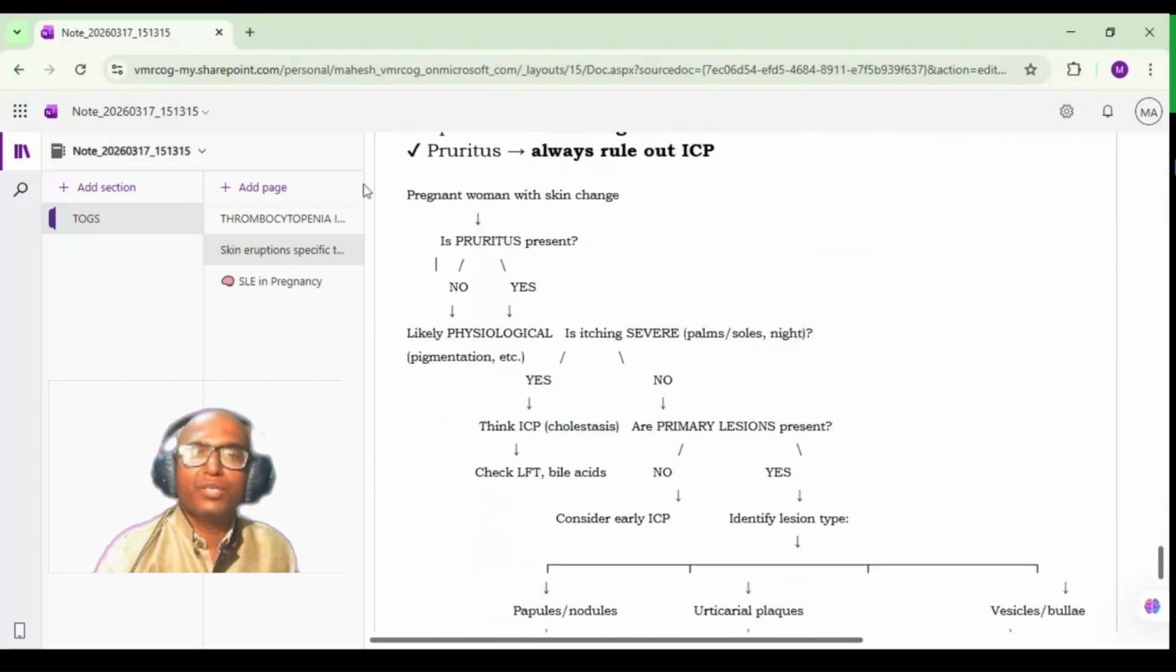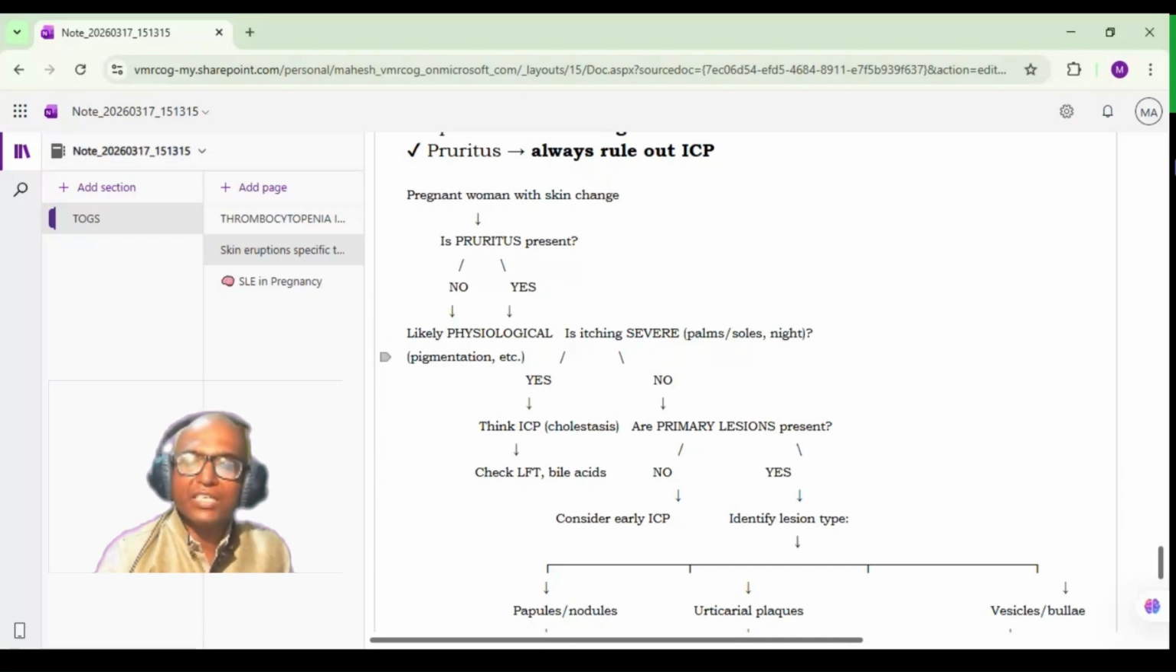Okay. So when you have skin changes, you look for the pruritus, whether it is there or not. If there is no pruritus, it may be physiological. If there is a pruritus, you think of the severity of the itching and whether the palms and soles are affected, and whether it is worse at night. If these features are present, then you are dealing with ICP. Okay, then you have to do the LFT and bile acid.